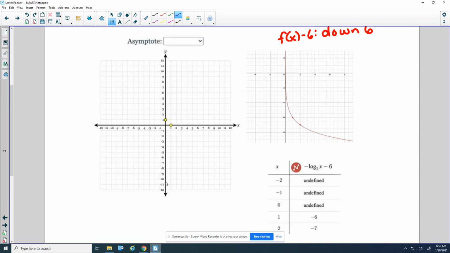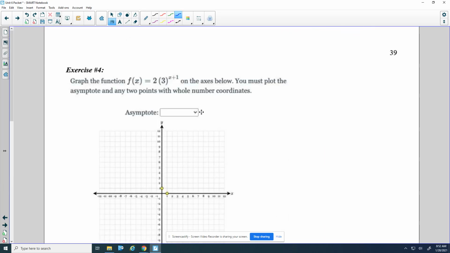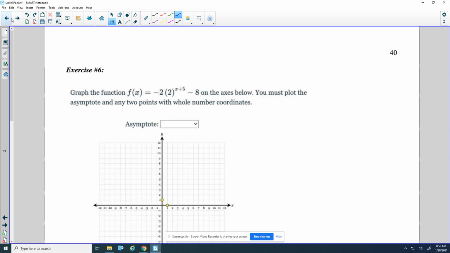So the rest of them that we're going to look at in the packet, we'll talk about transformations. You don't necessarily need to do them, and then we'll graph them on Delta Math. So first off, this function, and I should have done this back on the other page. Let me go back to that.